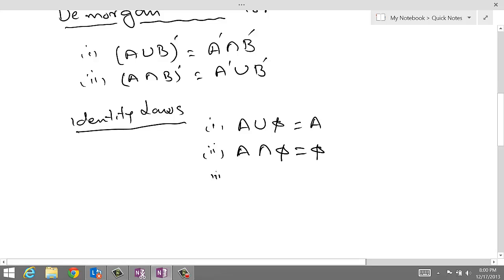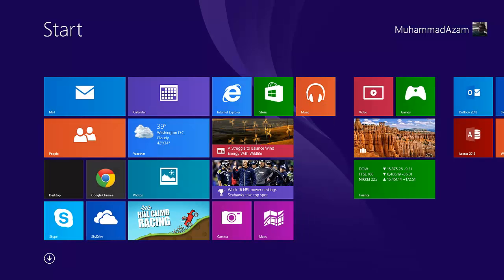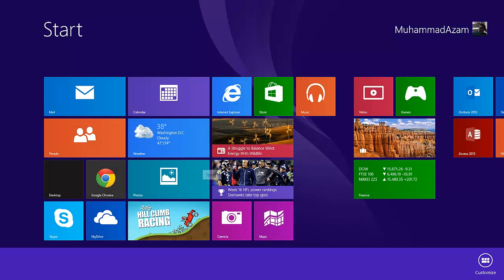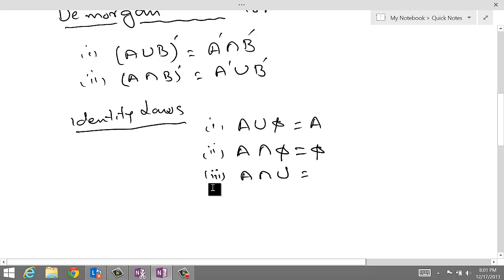Number three, A intersection universal set. Remember that the universal set is the superset of all the sets under consideration. So A obviously is contained in universal set U. So A intersection universal set is going to be equal to A. And the fourth one is, what is A union universal set U? That is equal to the universal set. These are called the identity laws.